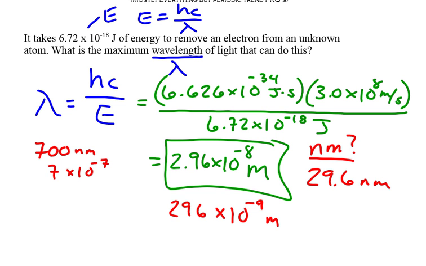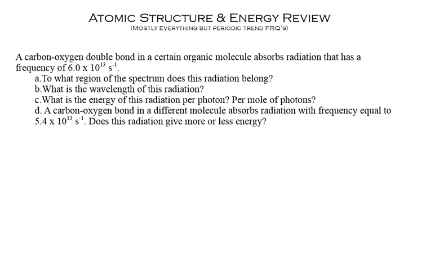Okay. All right, now let's get a little more complicated. So number 4, you're going to want to probably collaborate with someone potentially. There are 4 questions here. A carbon-oxygen double bond in a certain organic molecule absorbs radiation that has a frequency of 6.0 times 10 to the 13. To what region of the spectrum does this radiation belong?